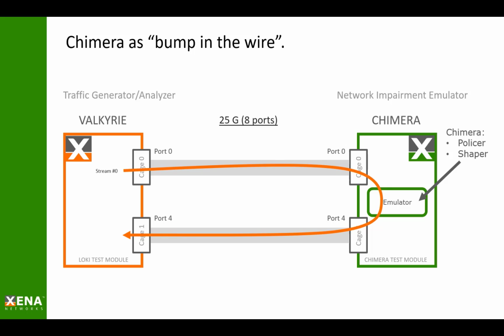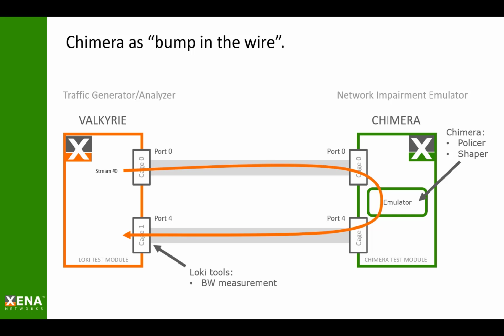This includes looking at the different effects on latency when using a policer at the input or a shaper at the output. At the receiving port in Loki, we will use the bandwidth measurement tools as well as internal Chimera statistics to see the effects of the impairments which are introduced by Chimera.